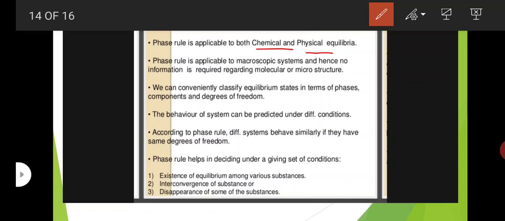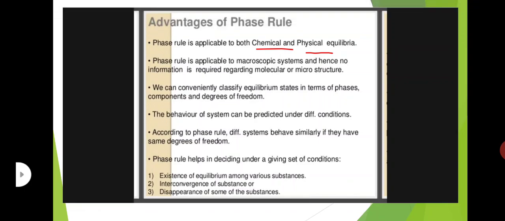What are those conditions? Existence of equilibrium among various substances, interconversion of substances, or disappearance of some of the substances. These are the conditions that help in deciding the phase rule. These are the advantages of the phase rule.